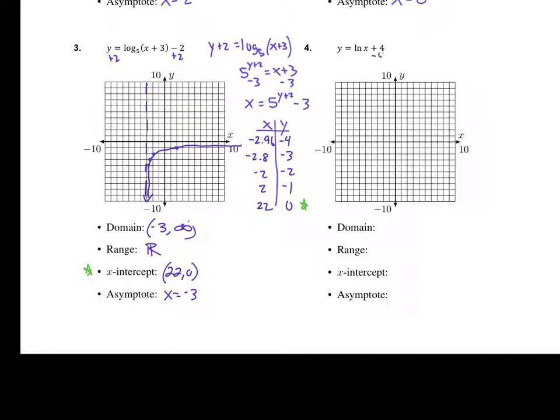Final problem number 4. We're going to subtract 4, so y minus 4 equals natural log of x. That's to the base e. So e to the y minus 4 equals x. Since we want y to equal -2, -1, 0, 1, and 2, we're going to plug in 2, 3, 4, 5, and 6. And then we're also going to use 0 to find our x-intercept.